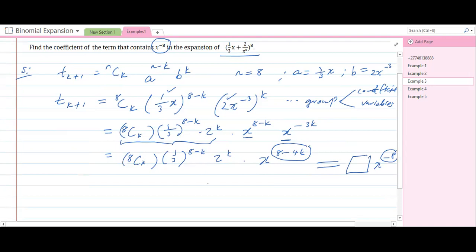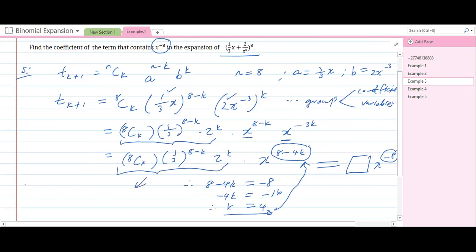Therefore, we can say 8 minus 4k is equal to negative 8, minus 4k is equal to minus 16. Therefore, k is equal to 4. Now, if I substitute k as 4 inside here, I will get negative 8. Therefore, it makes sense to substitute 4 inside this, which determines our coefficient.